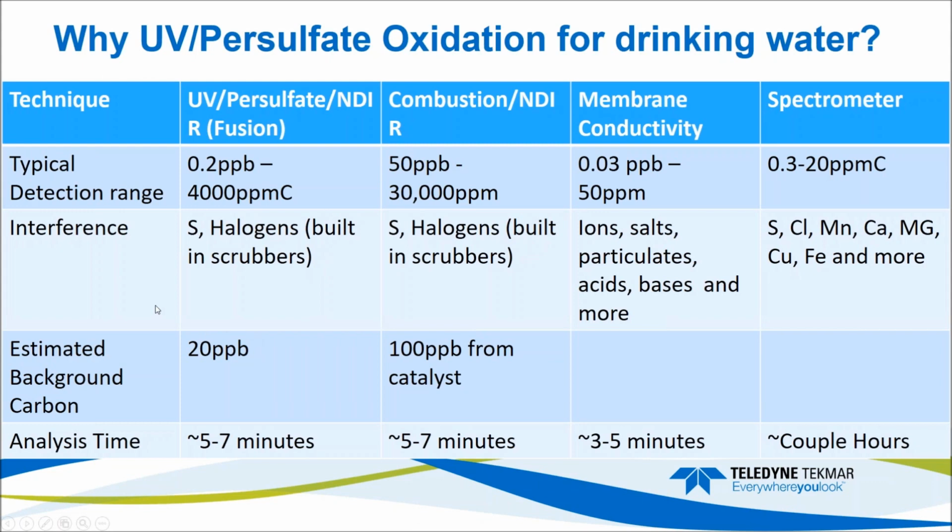With membrane conductivity and spectrometry, there's a lot more interferences, and again, a lot of them give you a false low result, meaning your sample could have 5 parts per million of carbon, but it's reading that it's 2 parts per million, so you think it's okay, but it might not actually be. So with membrane conductivity, anything that would affect the conductivity of the sample, so ions, salts, particulates, acids, bases, if there's anything like that in your water, it will give you an incorrect reading.